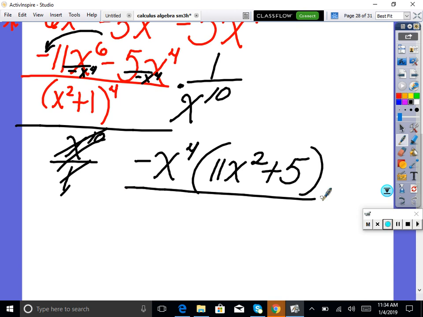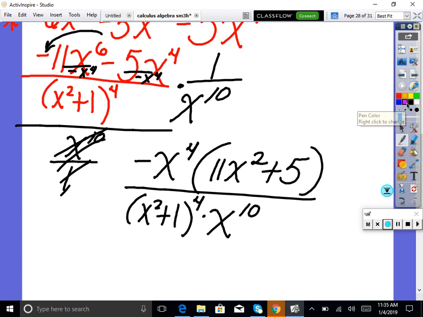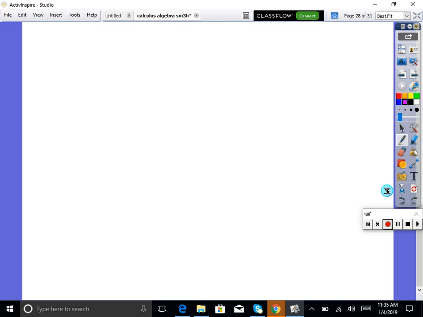And then that's all over x squared plus 1 to the 4th times x to the 10th. And our final step is at hand. Now can't I divide out those x to the 4th and x to the 10th? There's 4 x's on top and 10 of them on bottom, which would leave me with how many x's where?